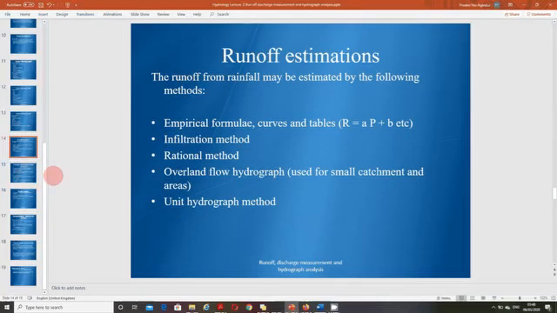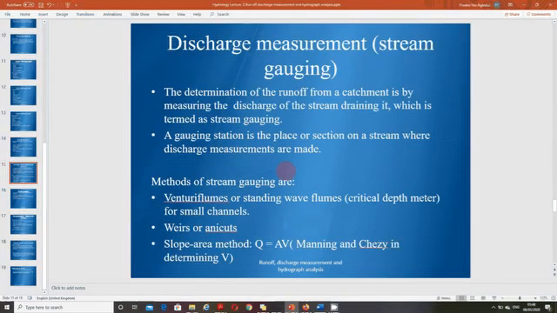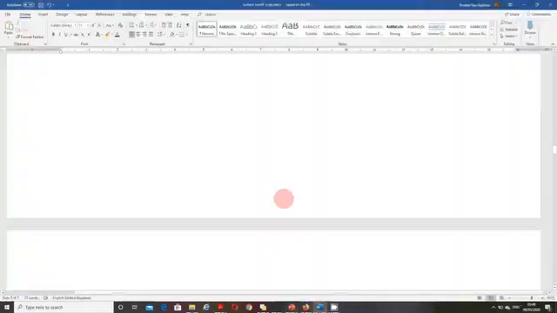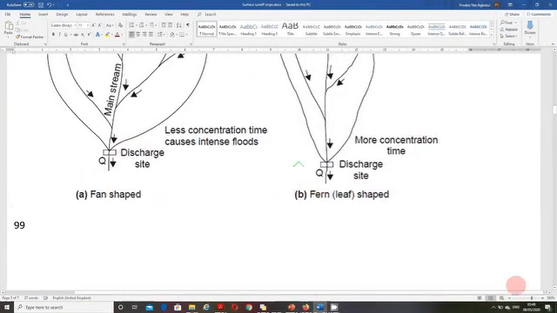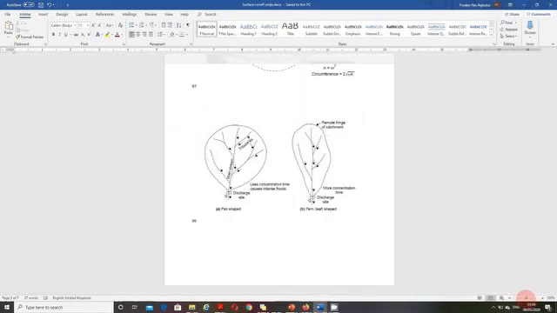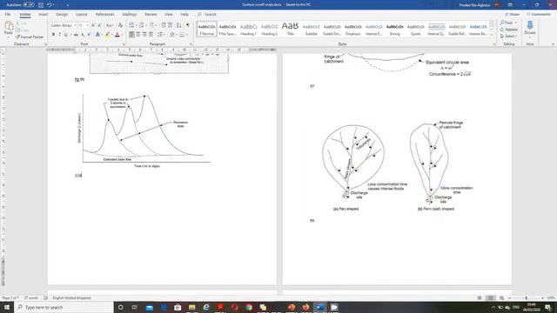But what we'll be focusing on for today, or for most of this slide, is discharge measurement using what we call stream gauging. The determination of runoff from a catchment is by measuring the discharge of the stream draining it, which is termed stream gauging. A gauging station or a measurement point is a place or section on a stream where discharge measurements are taken. So looking at the slides that I gave you, the hydrology text, you look at a catchment like that. Hold on.